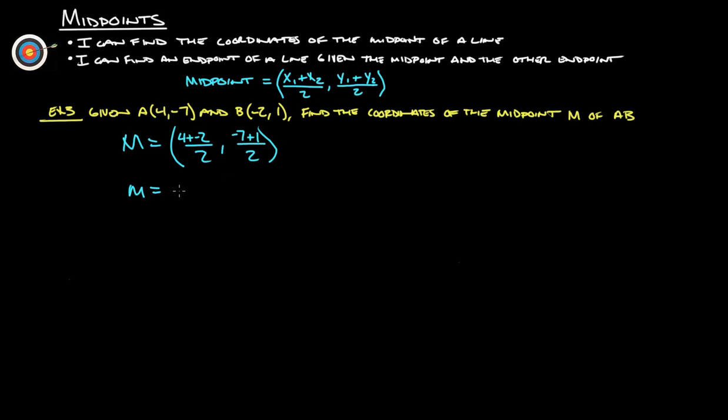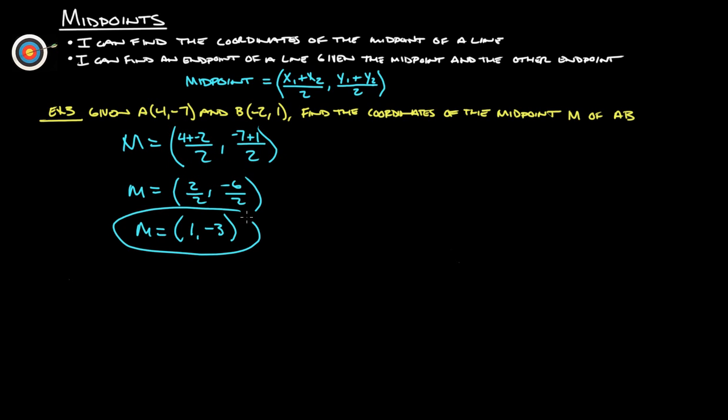So midpoint is going to be positive 4 plus negative 2 is 2 over 2. Negative 7 plus 1 is negative 6 over 2. So when we simplify that, we get 2 over 2 is 1, and negative 6 over 2 is negative 3. So the midpoint of these 2 points here is 1 and negative 3. Okay, let's take a look at another example.